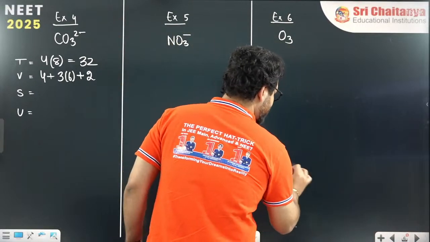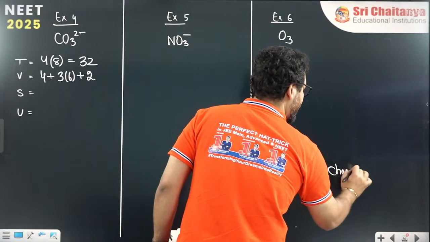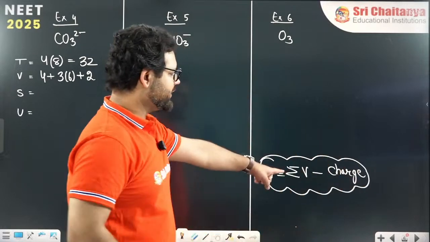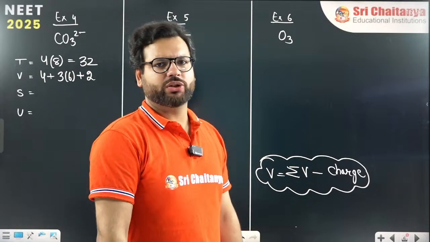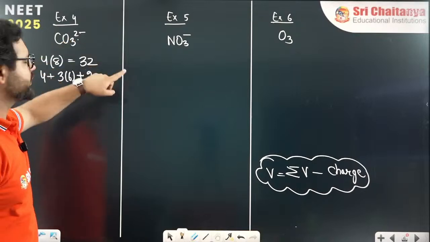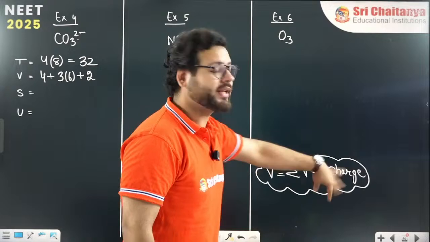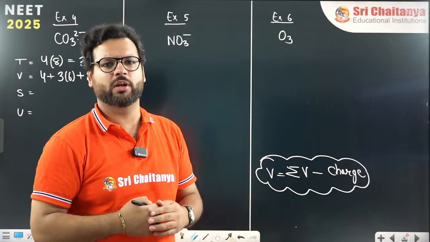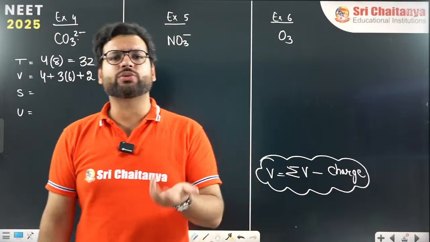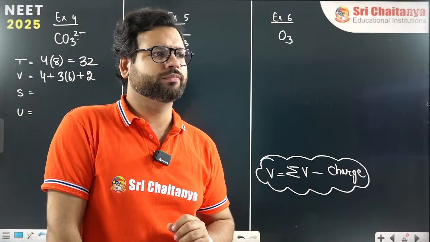So how to find V? V means the sum of valence electrons minus the charge. The sum of valence electrons is this, minus 2, because the charge is negative. So I'll do minus the charge. Minus charge means minus of minus 2, so 2 electrons will add up. Whenever the charge is plus 2, then 2 electrons will be subtracted, meaning 2 electrons are removed from the valence shell.